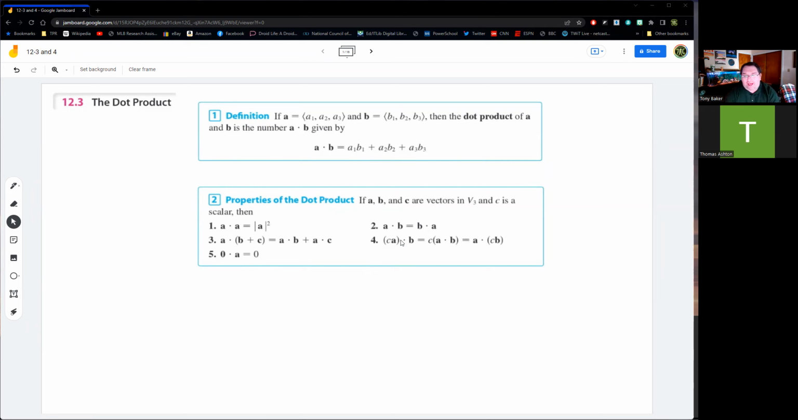If you have a constant term, you can pull that out and just multiply it at the end, or you can put it on either one of them. And the dot product of a zero vector and a vector is always zero. If you think about it, that totally makes sense. Every term is zero, so it's 0 plus 0 plus 0 in that case.